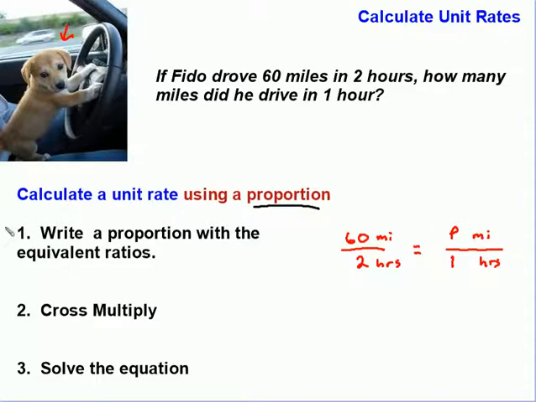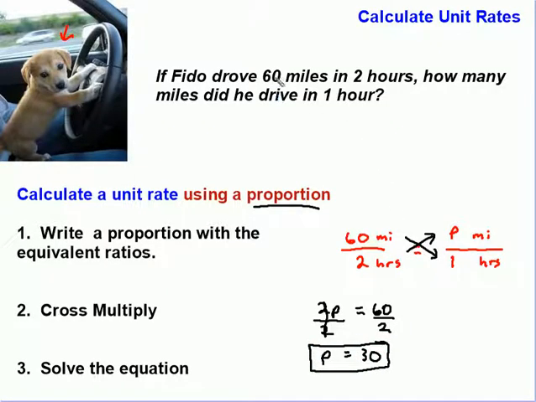And then we'll do our next step, which is what we did before, which is cross multiplying. 2 times P is 2P. 60 times 1 is 60. And when we solve our equation, get the variable by itself using inverse operations, we divide on this side, which means we divide on that side. That gives us P is equal to 60 divided by 2, which is 30. And how many miles can Fido drive in 1 hour? He can drive P miles, and P miles is 30 miles. That's a lot of mileage for a puppy.